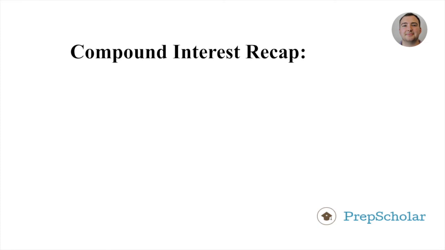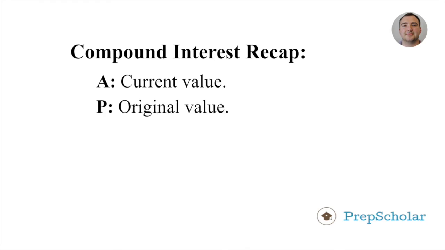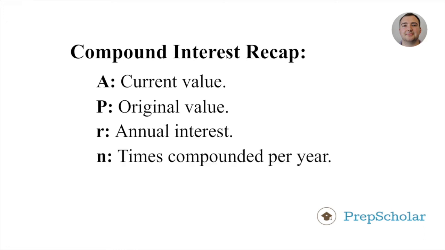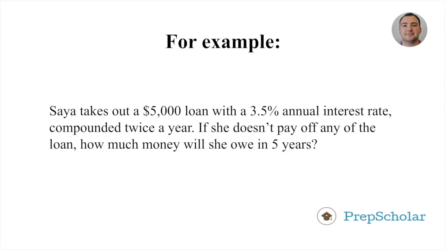Let's go through a quick recap, since that was a lot of information. In our equation, A represents the current value, P represents the starting value, r represents the annual percent interest, n tells us the times compounded per year, and t tells us how many years have passed. For example, let's take a look at the following problem. Saya has taken out a $5,000 loan with a 3.5% interest rate. It's compounded twice a year. If she doesn't pay off any of the loan, how much money will she owe in 5 years?